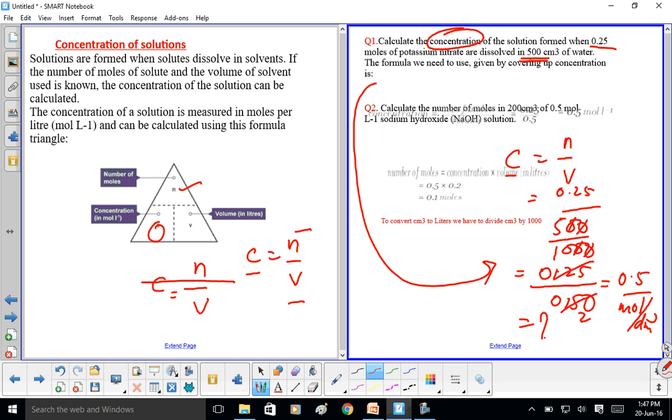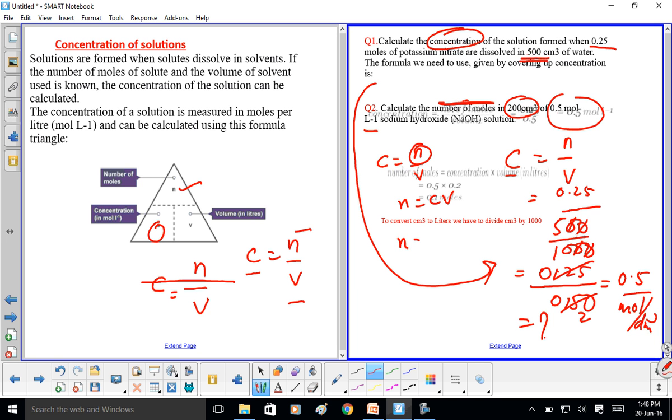Next question. Calculate the number of moles in 200 centimeter cube of 0.5 moles per decimeter cube sodium hydroxide. I need the number of moles. The formula is C is equal to N by V. I already have C, but I need the number of moles, so N is equal to CV.